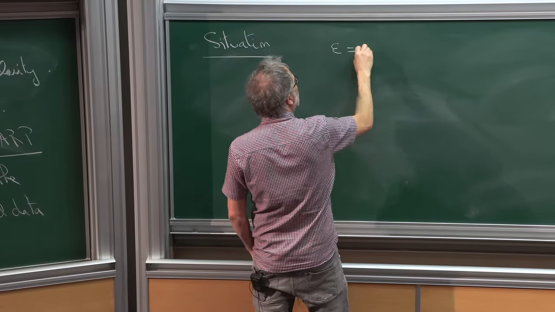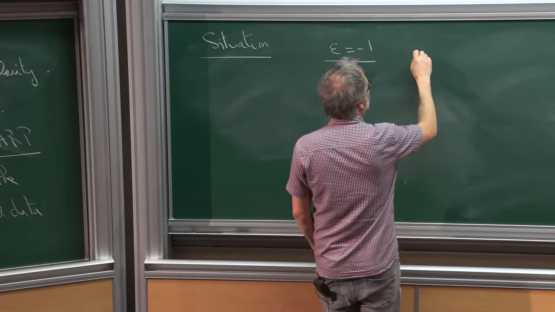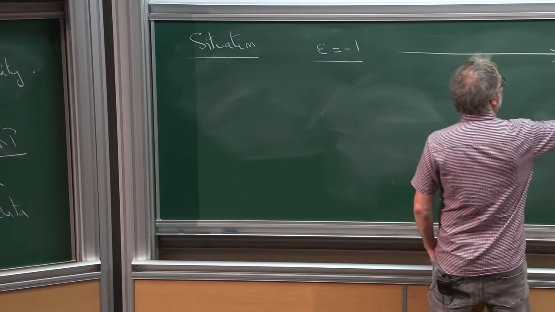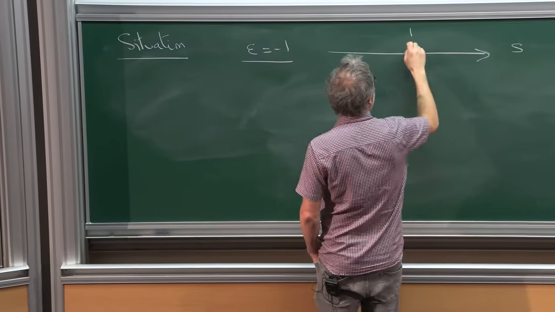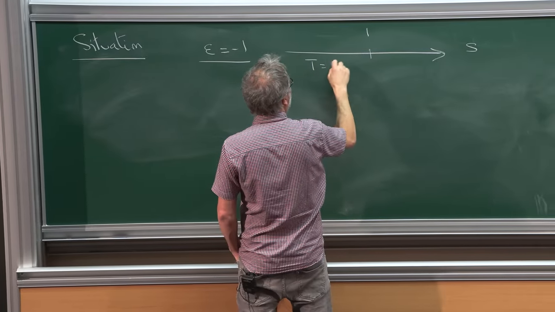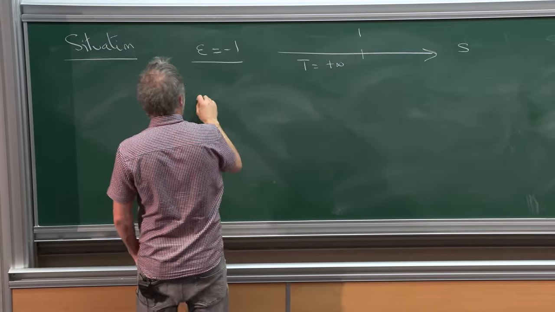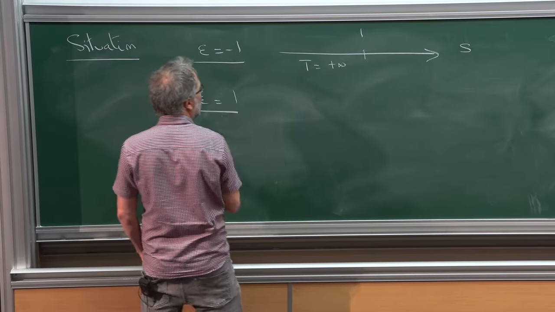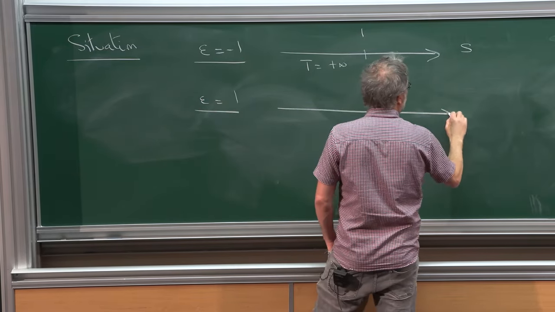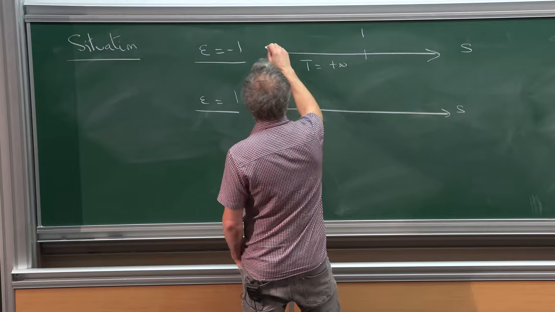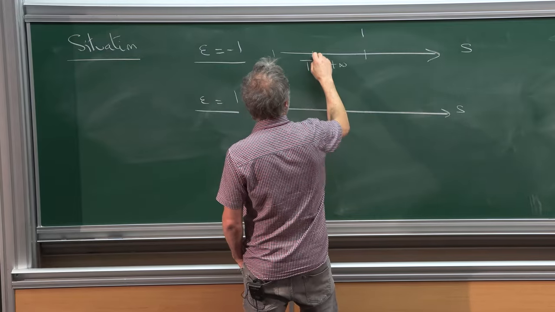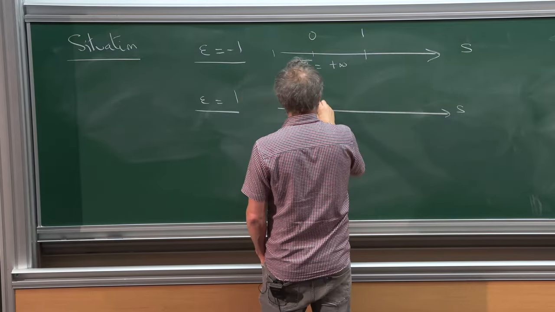So in the defocusing case, when epsilon is minus one, if I draw the Sobolev scale of S, so I have one, so I excluded it. So here I have global existence and essentially scattering unless you go too far below. And for epsilon equal plus one in the focusing case, if this is my Sobolev scale, this would be zero. Maybe I could put zero here. So I would have zero here.